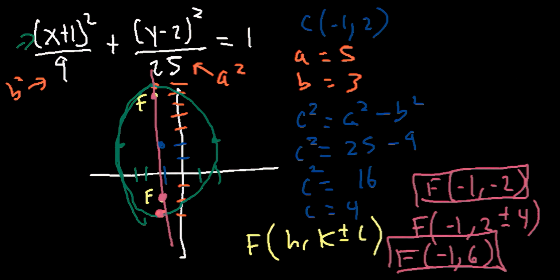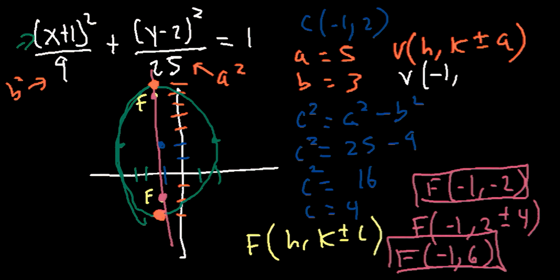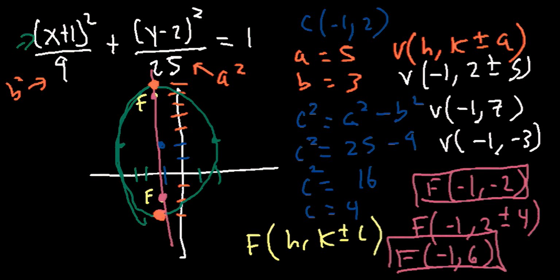Now let's find the endpoints of the vertices, or the endpoints of the major axis. So those 2 points, you can probably see what it is graphically, but I'm going to do it this way. It's h, comma, k plus or minus a, since the major axis is vertical. So it's -1, 2 plus or minus the value of a, which was 5. So 2 plus 5 is 7, and 2 minus 5 is -3.